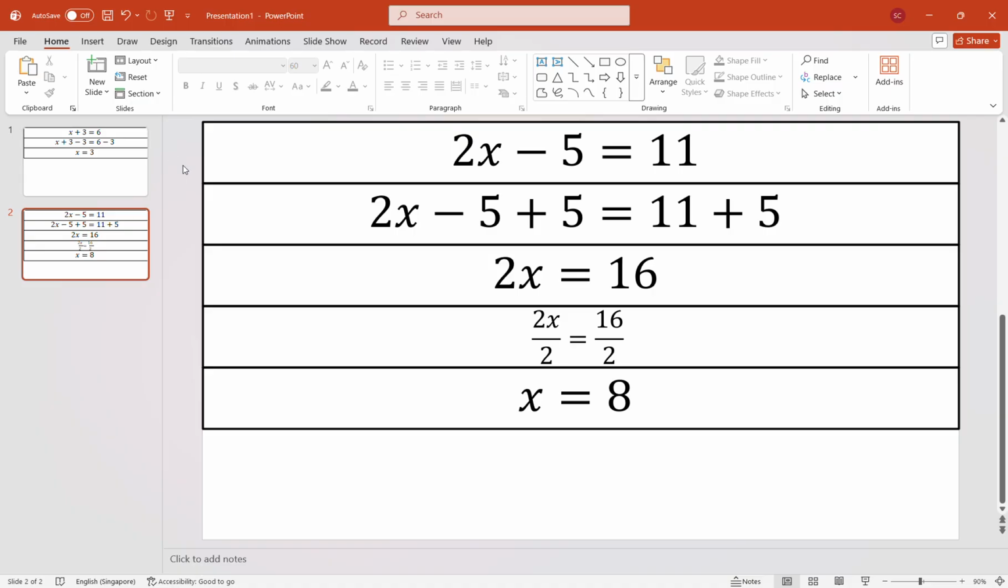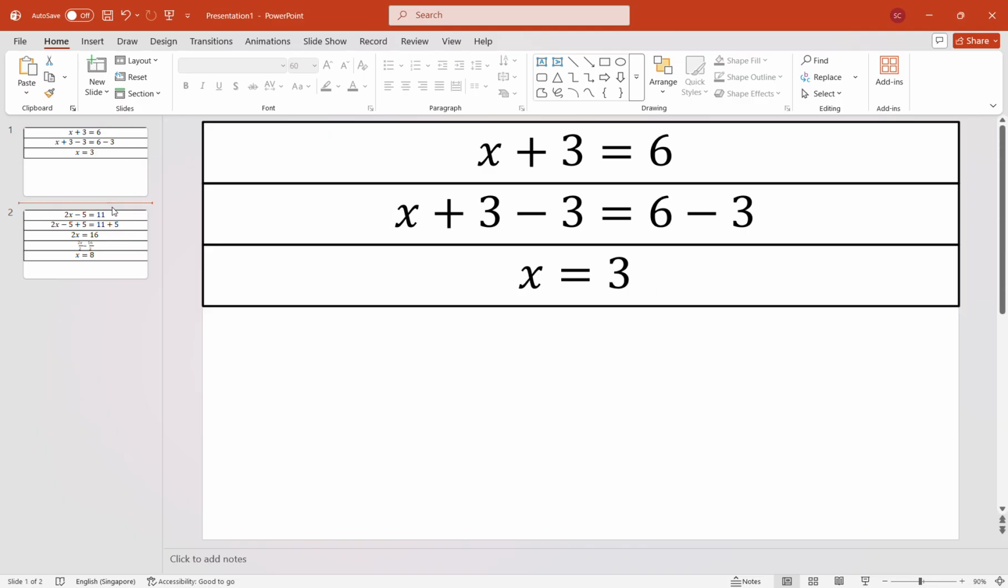Yeah? So if we have an equation and there is an operation that we need to undo to find x, then we apply the inverse of the operation to isolate x.